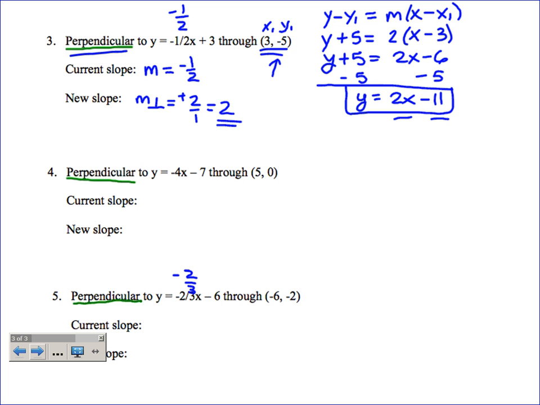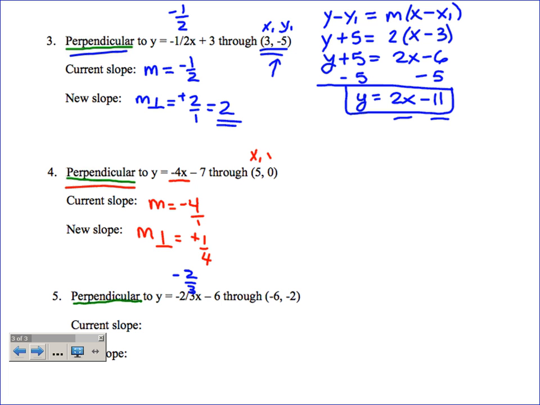For number 4, we identify our current slope. Again, our current slope here is going to be m equals negative 4. The opposite reciprocal slope, since it's perpendicular, we're going to have to flip over negative 4. So that'd be 1/4 negative. And since it is negative, we need to have the opposite, so it's going to be positive. We can just write that as positive 1/4, or just 1/4.